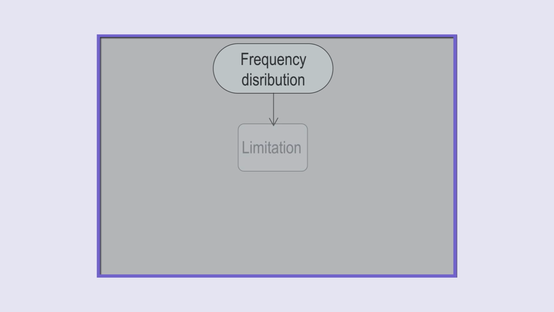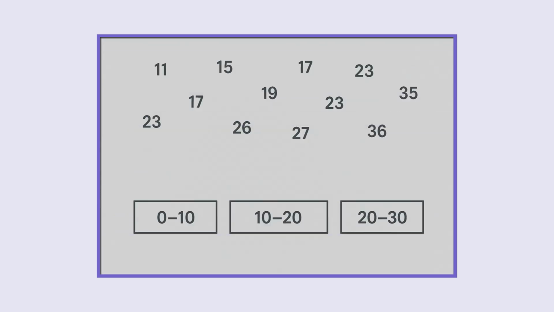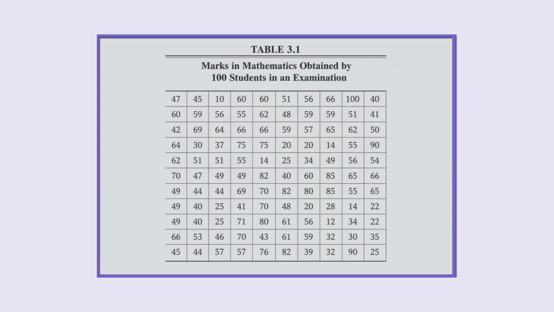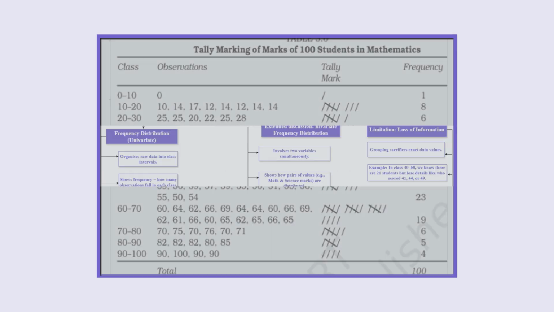While frequency distributions make data easier to understand, they come with an important limitation: loss of information. When we group individual observations into classes, the specific details of each observation lose their significance. Consider a class 40 to 50 containing these many values. Once the raw data is sorted and grouped into classes, we only know there are 21 observations in this class, but we can no longer identify the exact values.